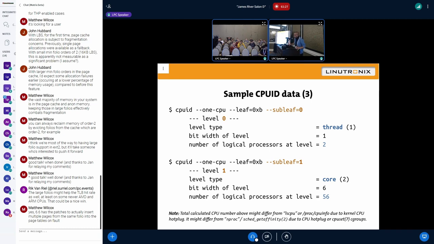That's basically it. But please note that this calculated number of CPUs might differ from proc CPU info, because proc CPU info shows you the online CPUs only, due to the kernel CPU hot plug. It might also differ from nproc or sched affinity, because both nproc and sched affinity tell you the number of available CPUs. So if you also have a container and cgroups and so on, the number will be less. This is why in makefiles people use nproc specifically.